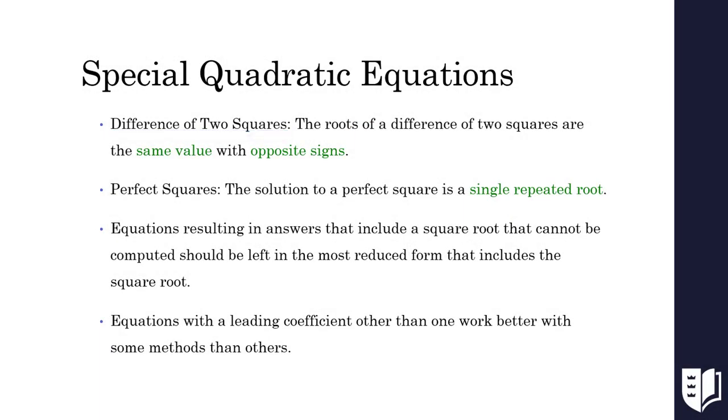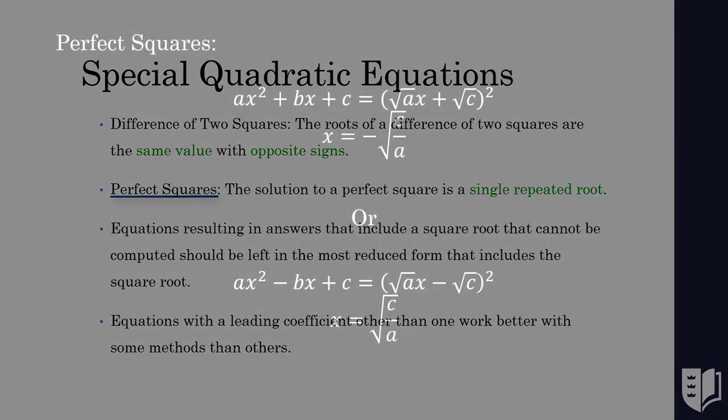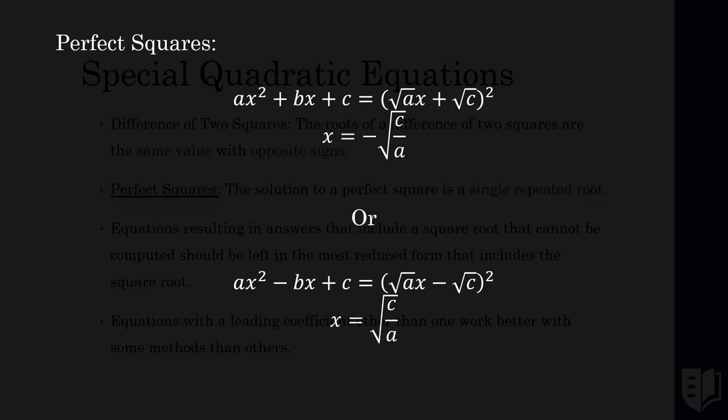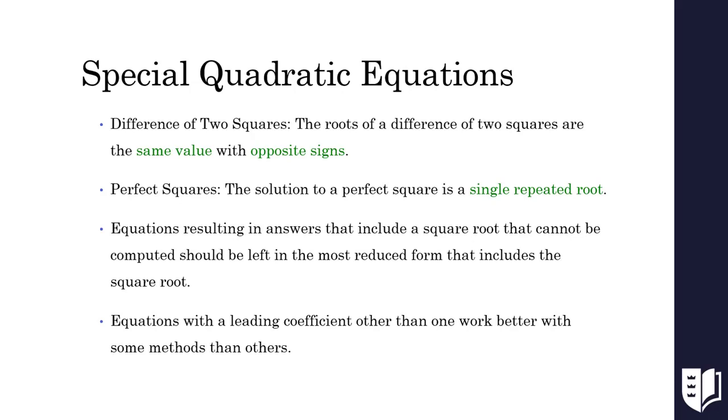Another special case is when our equation is a perfect square. This occurs when a linear binomial is squared. The solution to a perfect square is a single repeated root. The root is positive for perfect squares with a negative middle term, and negative for perfect squares with a positive middle term. We also need to remember that every root we find should be left in its most exact form.